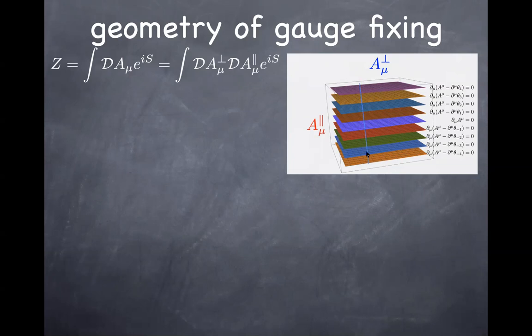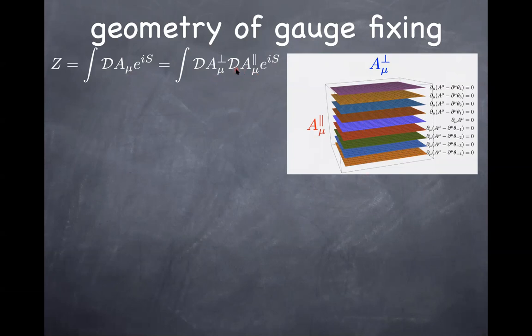So every intersection point of this line on a gauge slice corresponds to the same physics. So the original integral we had over all possible gauge fields actually corresponds to a very redundant integral, namely that I'm summing over the same physics many, many times over. In fact, infinitely many times. So the idea of gauge fixing is that we don't have to do this integral over A parallel, because I'm just summing over the same thing over and over again.